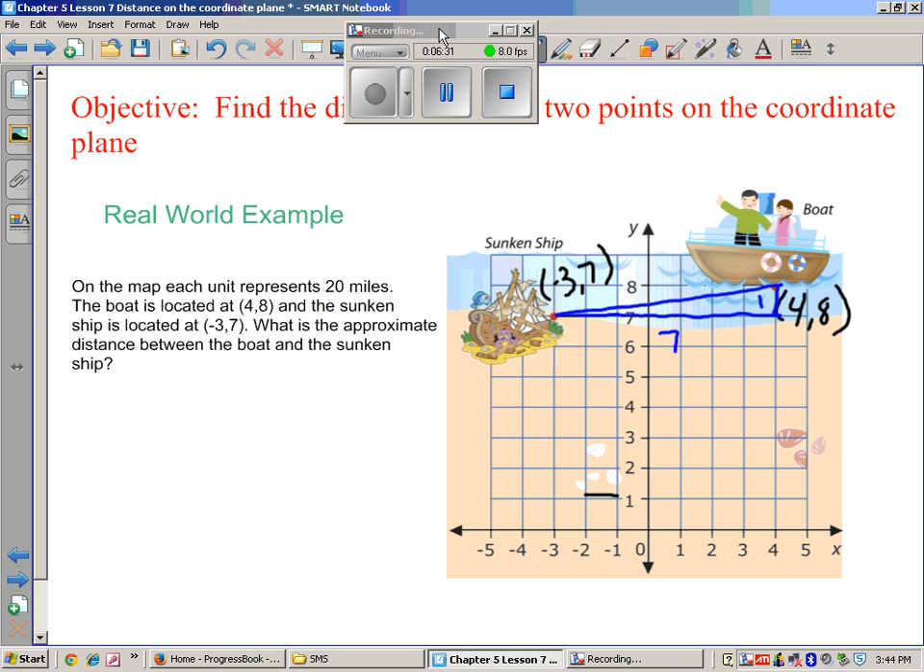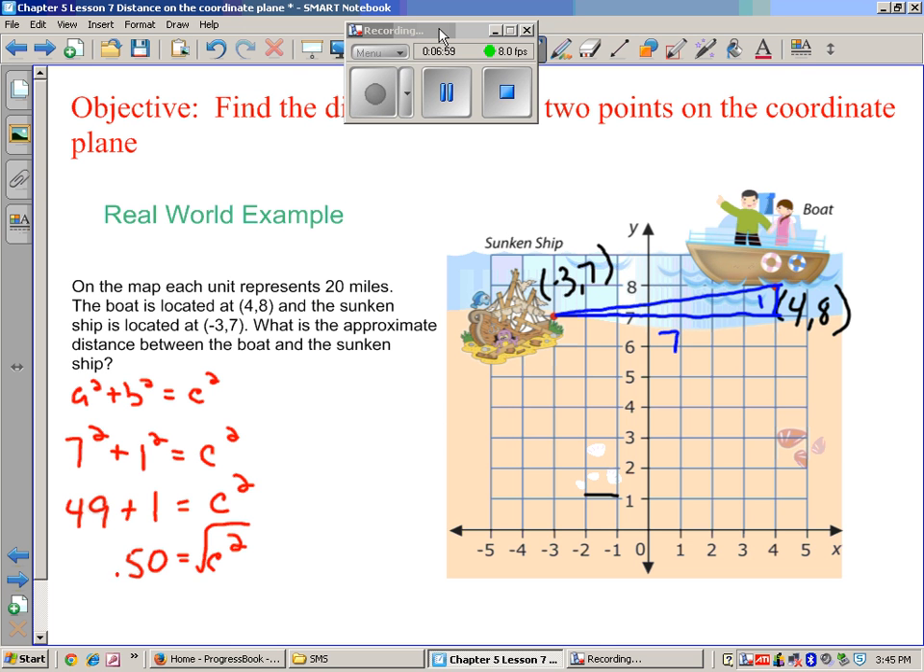So let's do our Pythagorean theorem first. So we have a squared plus b squared equals c squared. So it's going to give us 7 squared plus 1 squared equals c squared. So 7 squared, 7 times 7 is 49, plus 1 squared is 1 equals c squared. This gives us 50 equals c squared. Square root of both sides, and the square root of 50 is 7.1 equals c.